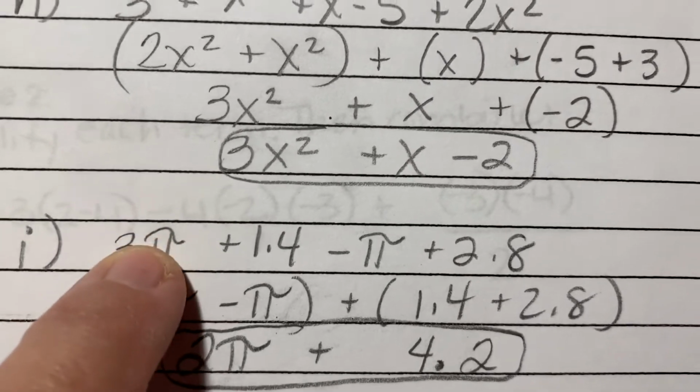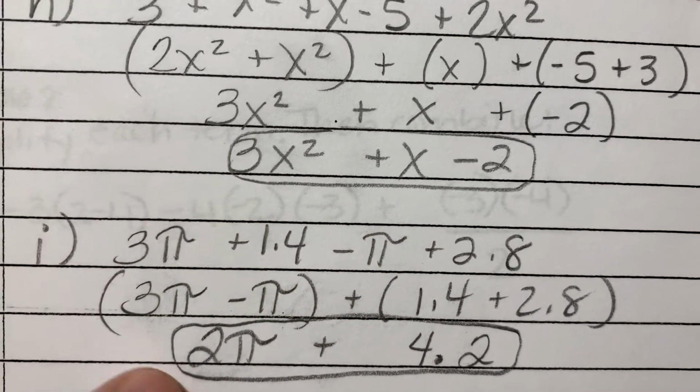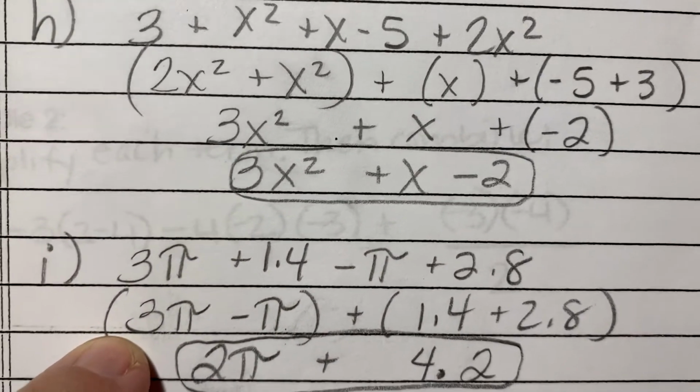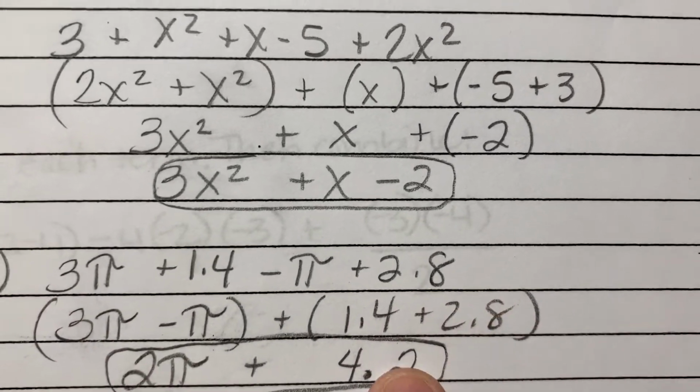Okay, last one, 3 pi plus 1.4 minus pi plus 2.8. So I group them. These are just the same as variables. They count as a number, but it's a symbol. Okay, so I have 3 of them minus 1 gives me 2, and then I have my decimal that I add together.